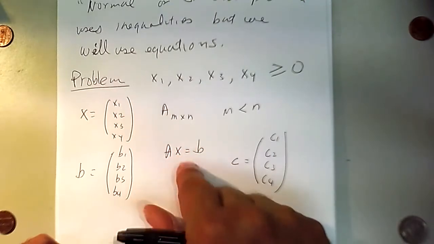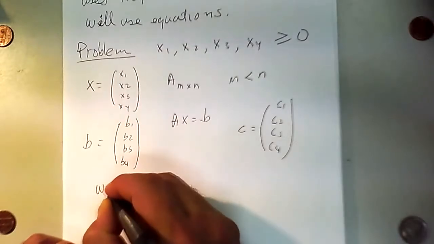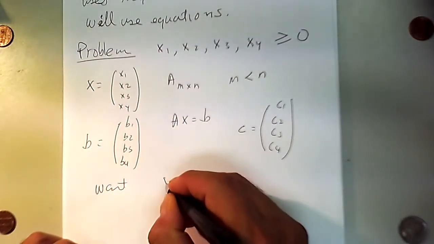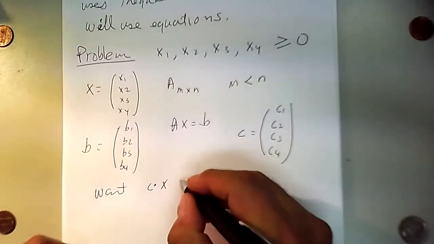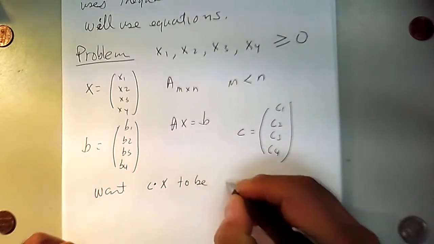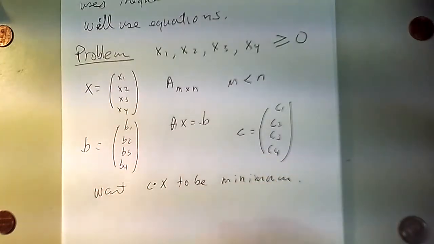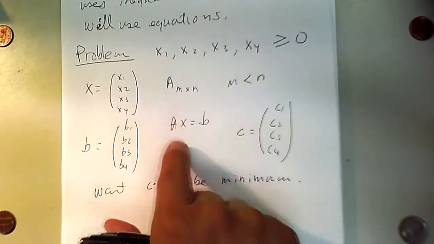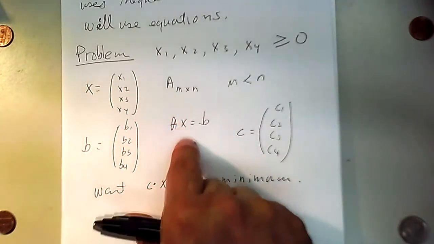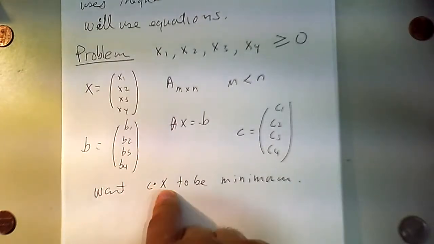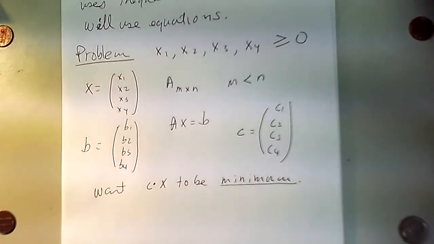And we have to define what we mean by best. We're going to want c dotted with x, this x and that c, to be minimum. So there's going to be a whole bunch of solutions of this equation, infinitely many solutions. However, there's going to be one which is going to cause this dot product to be minimum. And that is essentially what we want.